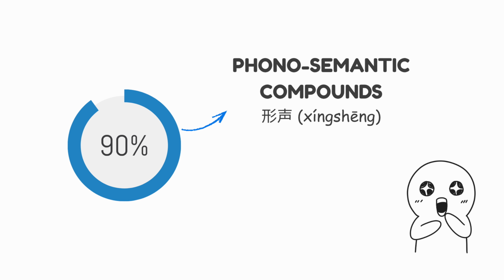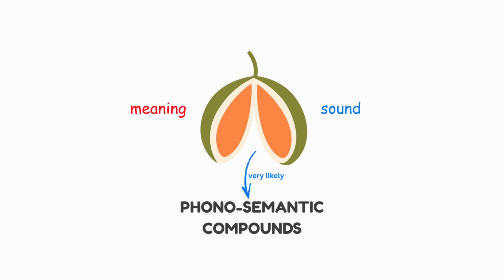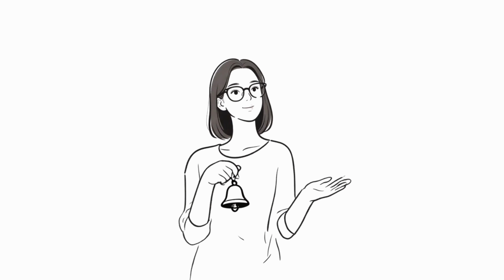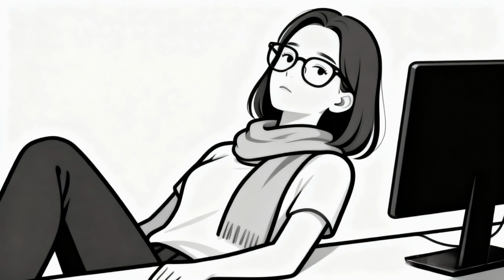And here's the most amazing part. Over 90% of all Chinese characters are 形声字. So whenever you see a character made up of two distinct parts, chances are it's a 形声字. And if it is, you can often guess the general meaning from the semantic part and the pronunciation from the phonetic part. Of course, it's not always 100% accurate. So if you mispronounced it, hey, don't tell people I taught you that.